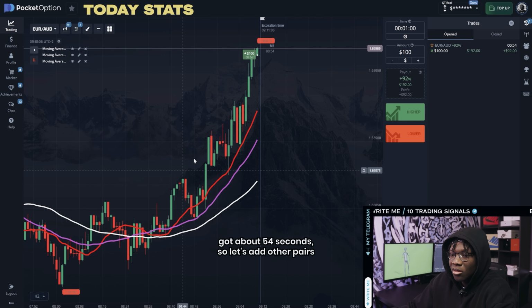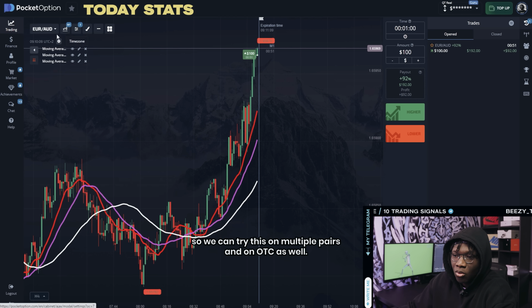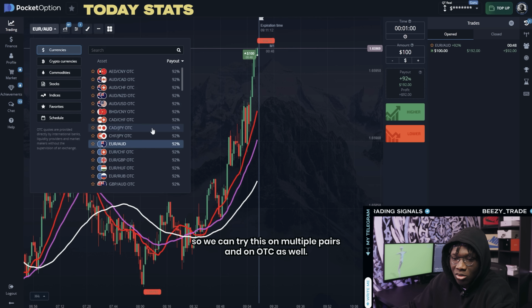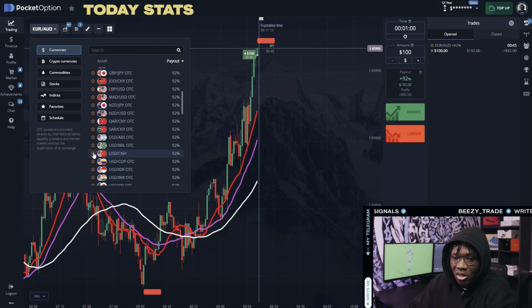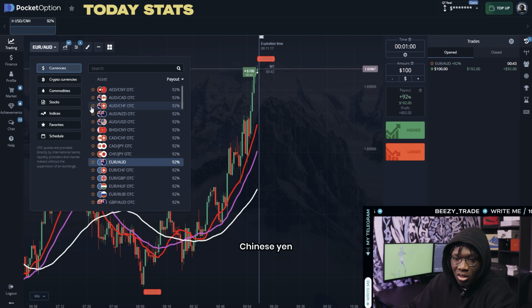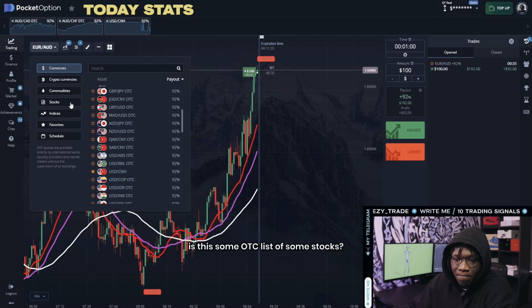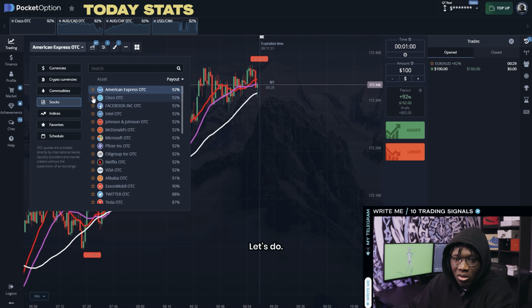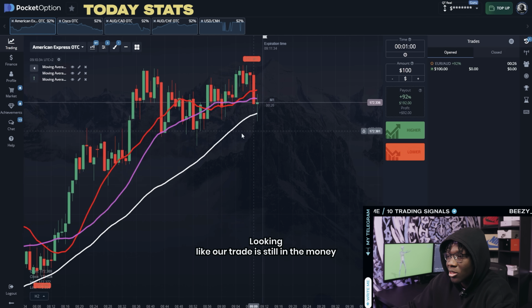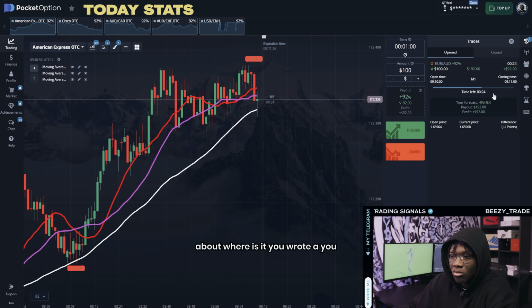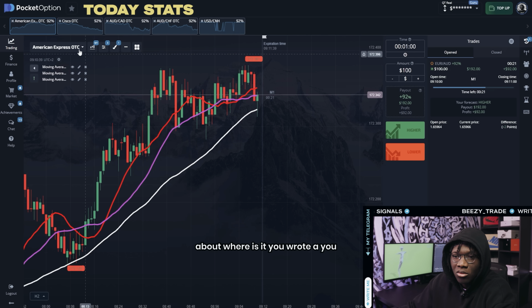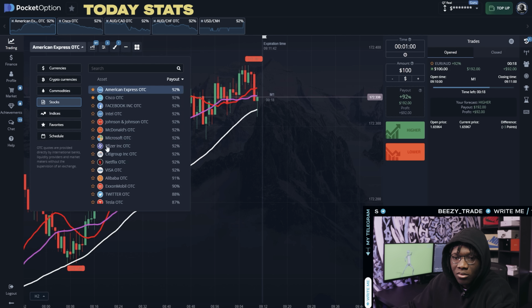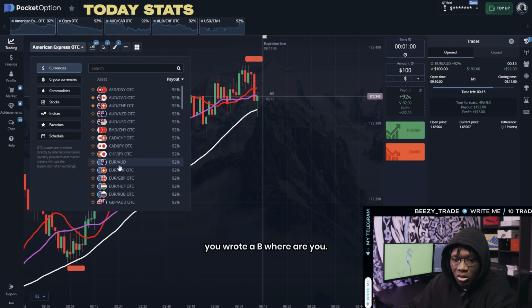Got about 54 seconds. So let's add other pairs so we can try this on multiple pairs and on OTC as well. So I'm going to add USD Chinese yen. Let's do a bunch. Let's do some OTCs. Let's do some stocks. The stocks aren't looking great right now. All right, looking like our trade is still in the money. What about Euro AUD? Didn't add it. Euro AUD, where are you?